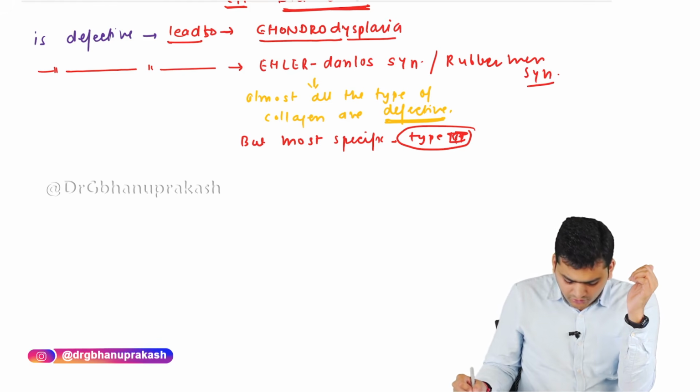So if I show you the image of rubber man syndrome, this is the image. You can see that a normal healthy individual cannot do this, right? These are the hyperelastic joints. The range of motion of the joints is increased, and this is seen with Ehlers-Danlos syndrome.